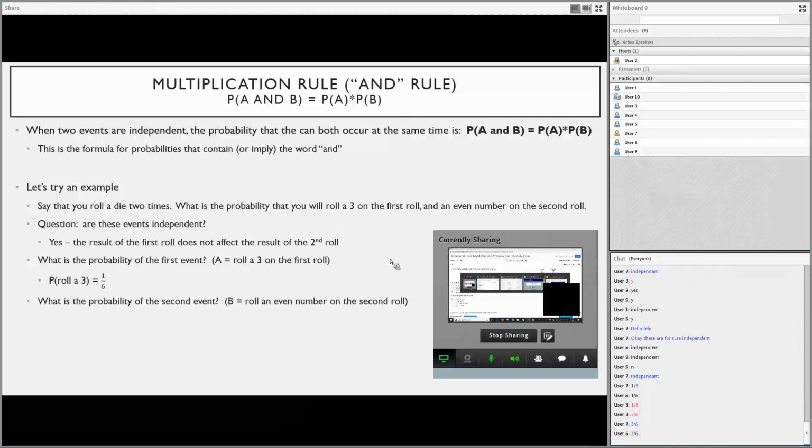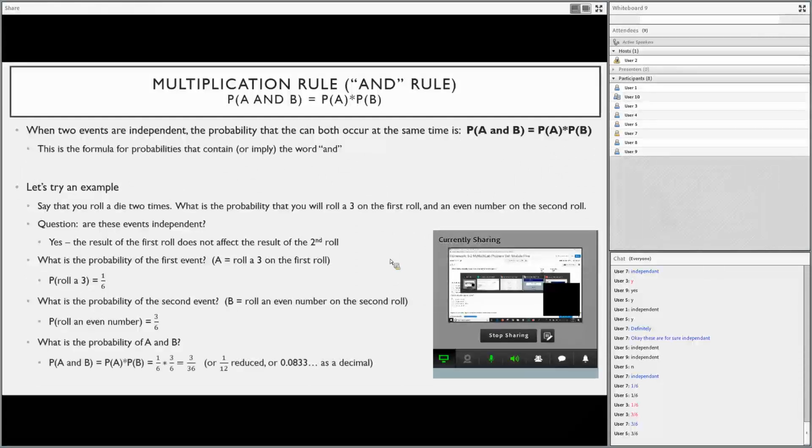Okay, so what's the probability of the second event? The second event is that I'm going to roll an even number. Yes, it's 3 out of 6, exactly. Again, it's the number of ways to get what I want over the total number of things I can get. If I roll a die, there's 6 possible outcomes total, so 6 goes on the bottom, and there are only 3 even numbers, right? 2, 4, or 6. 3 numbers. So there's 3 ways to get an even number, so the probability of rolling an even number is 3 out of 6.